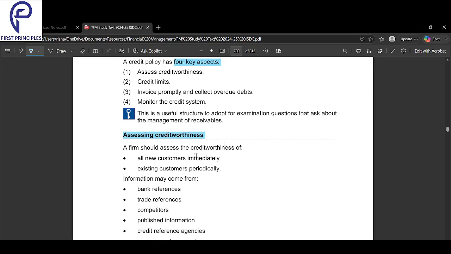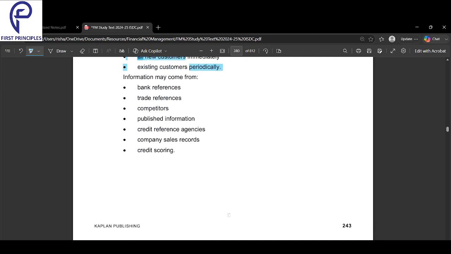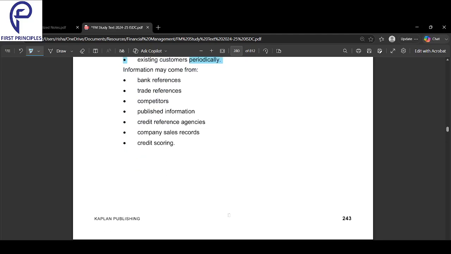A firm should assess the credit worthiness of all new customers. You should check. And for existing customers, do a periodical check. New customers immediately, existing customers periodically. Once in a while, you have to check your existing customers also.